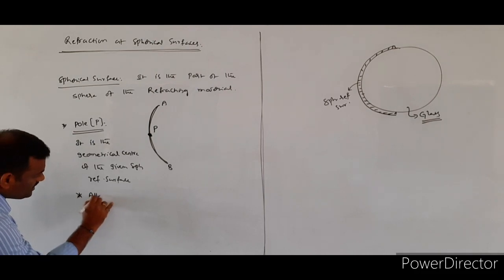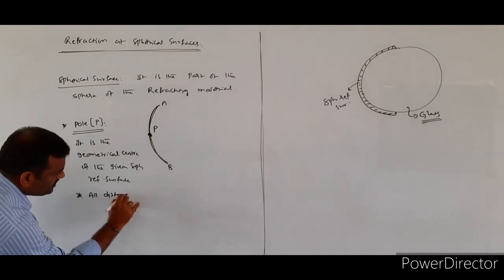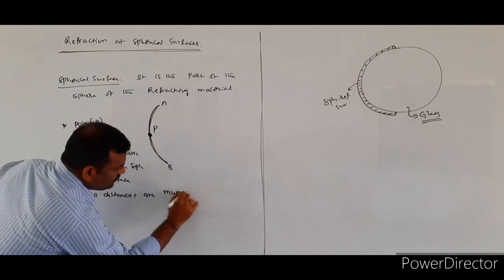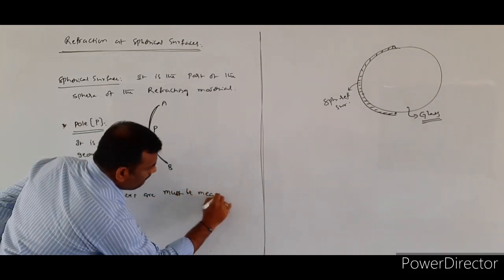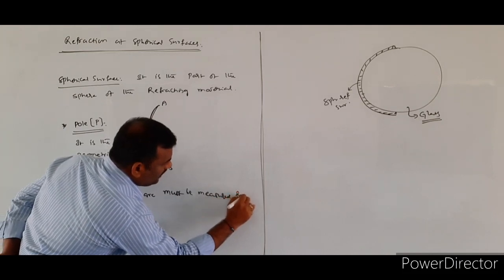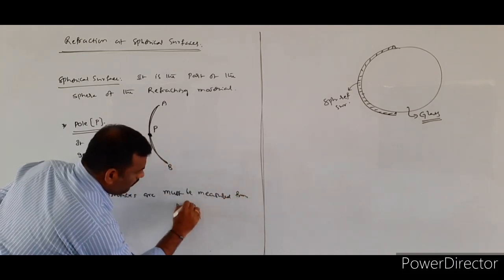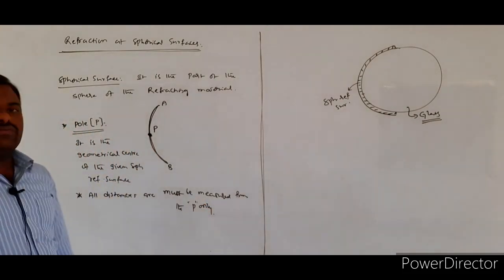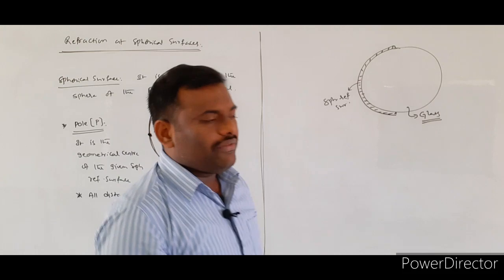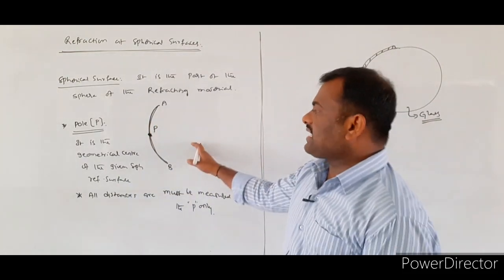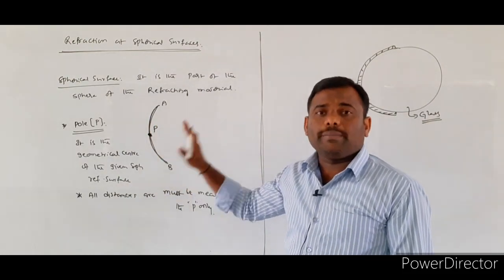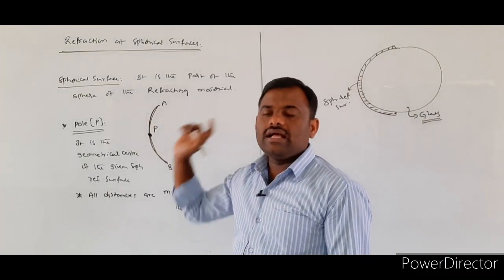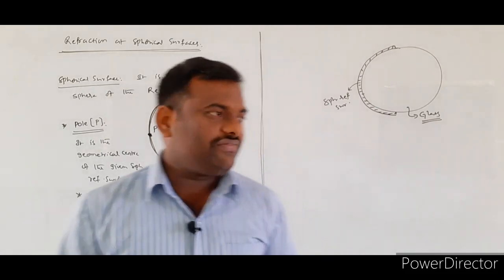All the distances must be measured from the pole only. So while you are deriving any one of the equations, or while you are solving any one of the numericals related to the spherical refracting surface, all the distances must be measured from the pole of the spherical surface only.